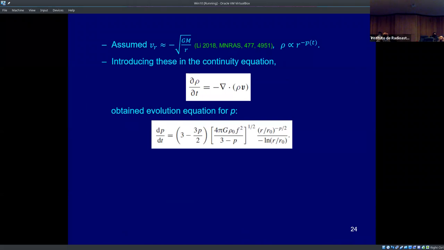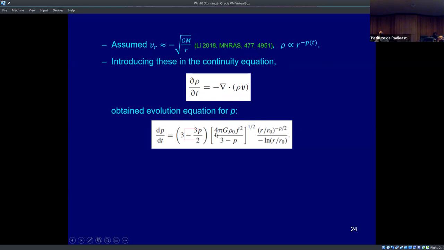Okay, so what we did is the same thing as Lee did in his 2018 paper: assume that the velocity is the gravitational velocity, the square root of GM over r, and that the density is just some power law density profile, r to the minus p, where p is allowed to be a function of time. So we introduced these two in the continuity equation, and then we were able to obtain an evolution equation for p, for the exponent. And here's the solution.